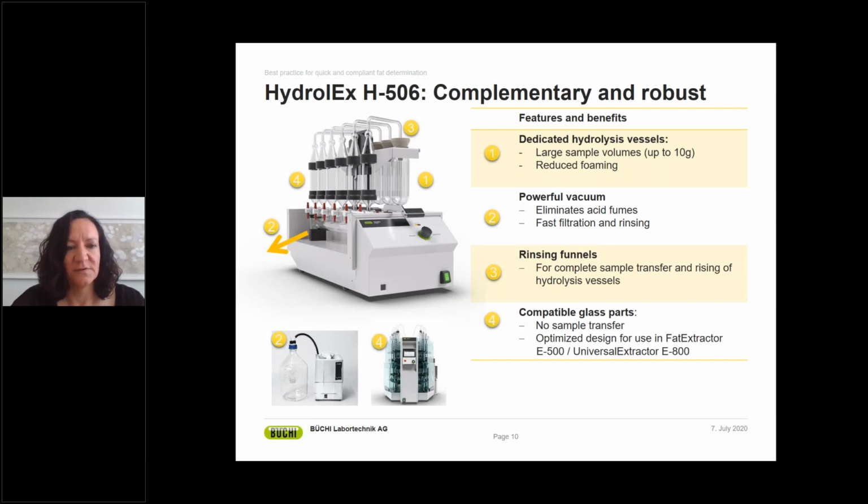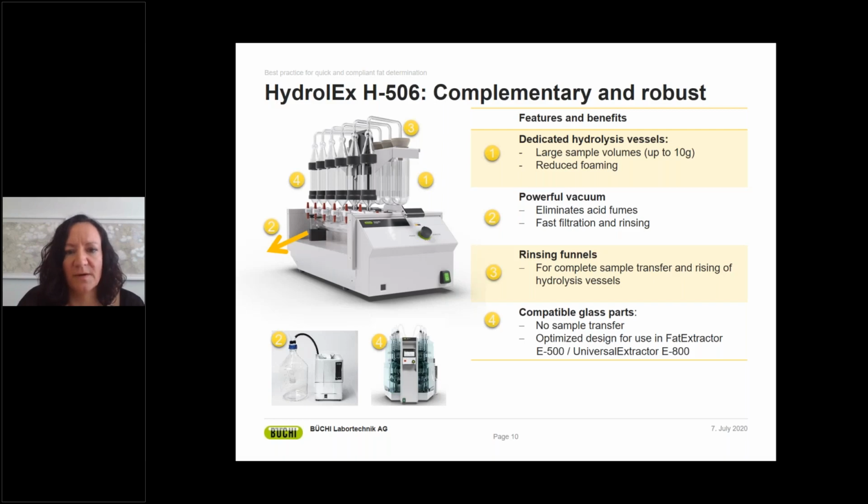If a user does an acid hydrolysis, we offer the HydrolEx H-506. And I would like to present you some of the most important features and benefits of this solution. We have a dedicated hydrolysis vessel, so a wide glass vessel where you can have a high sample weigh-in. This is important for low-fat samples. You can weigh in up to 10 grams of sample, so this gives you a high enough fat recovery to get reliable results. Because the vessels are so wide, the foaming is reduced, so the risk is lower that you lose sample during the hydrolysis step.